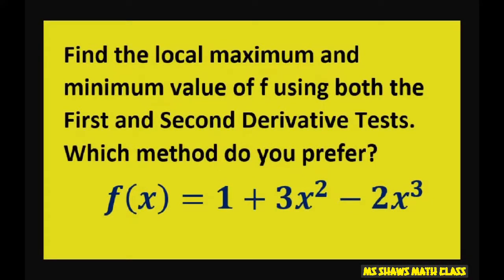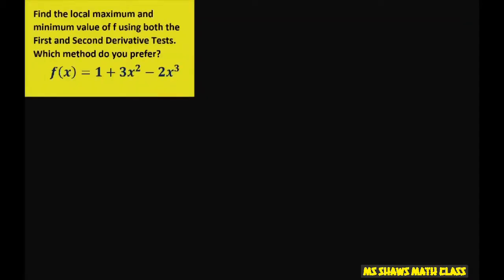Hey everyone, we're going to find the local maximum and minimum value using two different methods, the first and second derivative test. So let's see what happens. For the first set, we're going to do the first derivative test. So that's the first method.